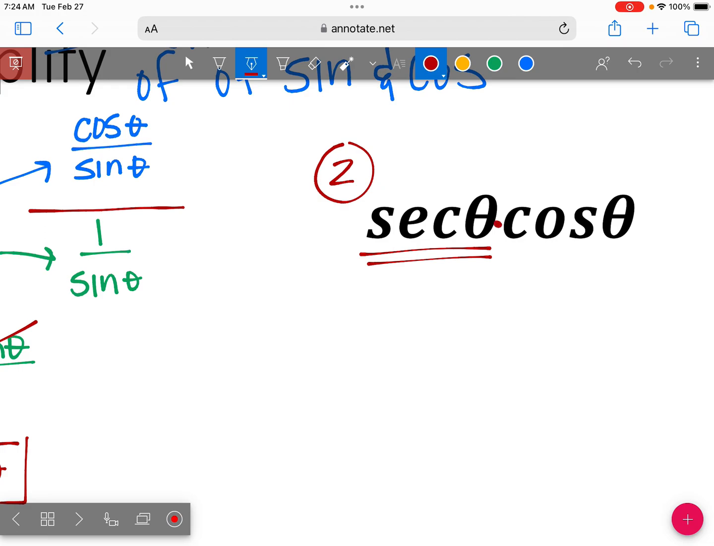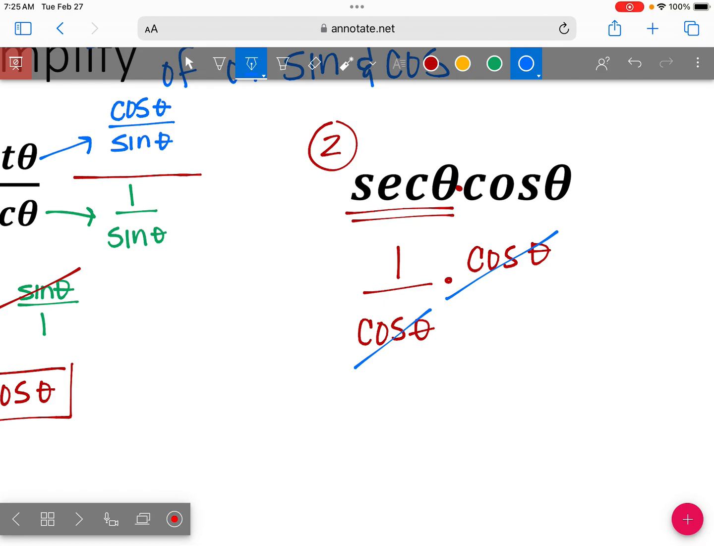Secant is the sister to who? Cosine. So secant can be written as 1 over cosine. And that's multiplied by cosine. And so what's going to cancel out? The cosine. So secant multiplied by cosine is just 1.